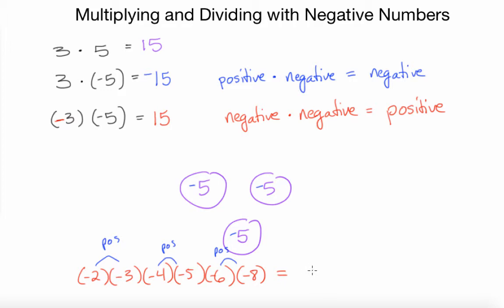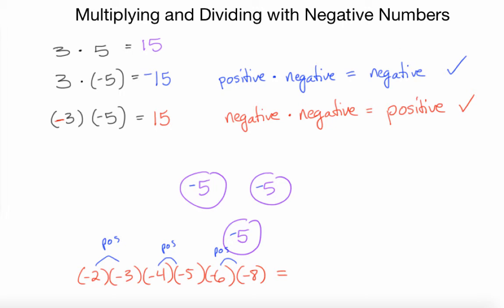So if you can get these patterns, if you have a bunch of numbers multiplied and there's an odd number of negatives, you know you're going to end up with a negative result. If you're multiplying a bunch of numbers and there's an even number of negatives, then you're going to end up with a positive result. So those patterns can really help simplify things if you can understand what's going on. But hopefully this helps you get an idea about positives, negatives, multiplying, dividing.